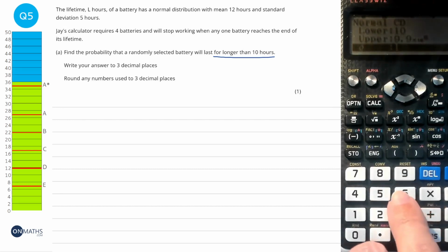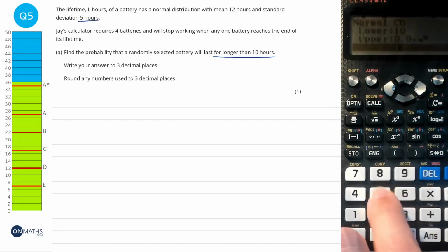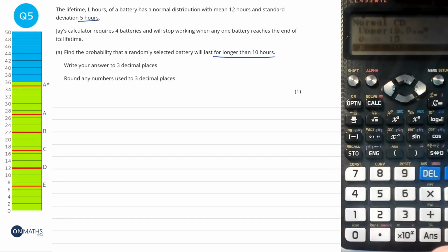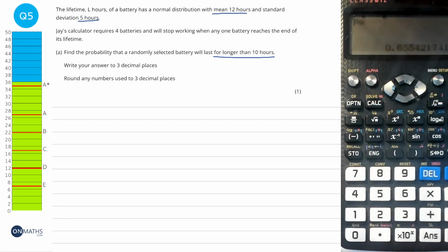Then we're going to have a look at the question for the standard deviation. So it says it's 5. And then equals, and then we need the mean, which it says it's 12. And then just press equals, and so the probability that L is greater than 10, L being the randomly selected battery that will charge, is going to equal 0.655 to 3 significant figures.